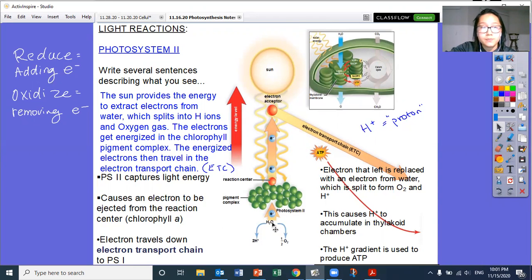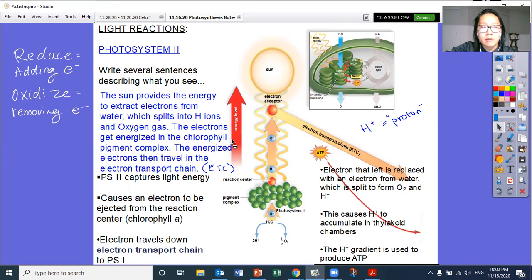Because there's only 1 O. And the hydrogen ions aren't bonding to anything. They're just there. And remember, when there's a lot of hydrogen ions, something is acidic, right? Because it's related to pH. So the electron gets energized in the chlorophyll pigment complex. You don't need to know details about the pigment complex, except for the fact that it's part of the chloroplast, and on the inside, it's part of the grana and thylakoids, which are these stacks. So the energized electrons then travel in the electron transport chain, which brings it over to photosystem 1. In the diagram here, it might be a little confusing, but the image isn't showing you that the electrons are going closer to the sun physically.